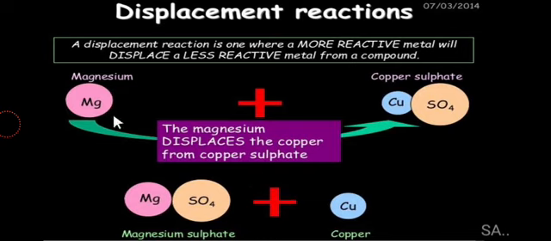Here in this example you can see magnesium is reacting with copper sulfate. When it reacts, magnesium, being highly reactive as compared to copper, will displace this copper and form magnesium sulfate, and along with it copper will also be there, but it is separated now. Okay, so this copper has been replaced with magnesium.